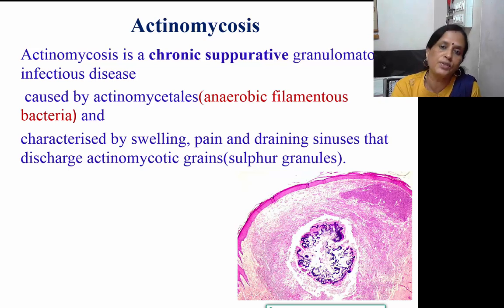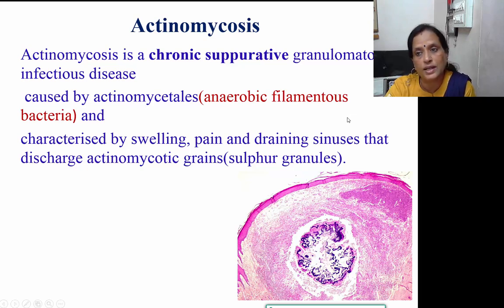Okay. So I'll come back to the definition again. Actinomycosis is a chronic suppurative granulomatous infectious disease caused by what organism? Actinomycetes. What is it? It's anaerobic filamentous bacteria. Why? The terminology, when you look at actinomycosis, what comes to your mind? Mycosis means fungal infection, right? I'll tell you why. Because this is a filamentous bacteria. Looking at the filaments, this organism was thought to be a fungus. Now we know that this terminology is a misnomer.